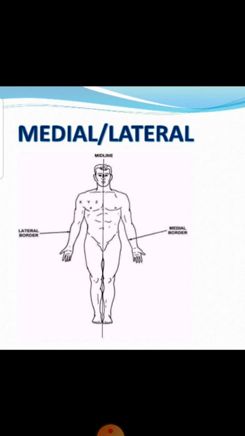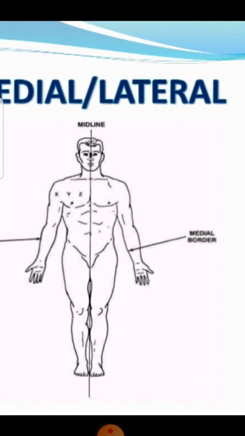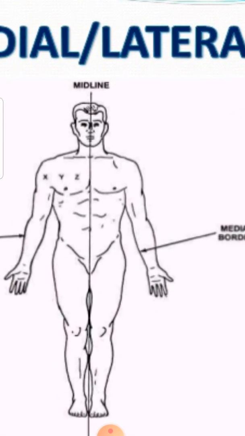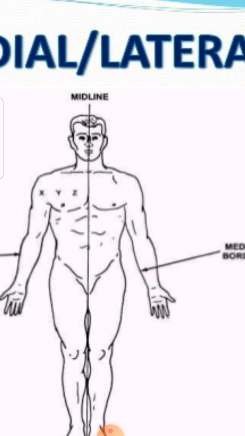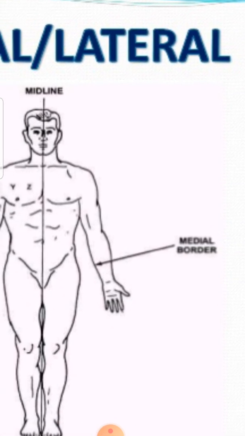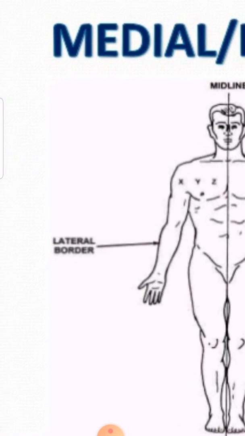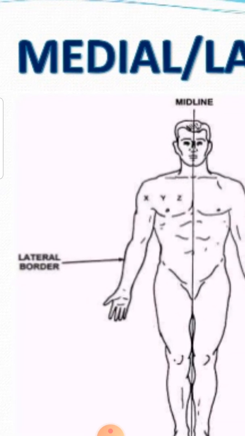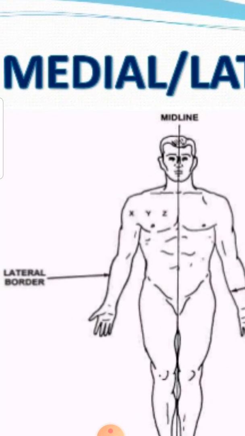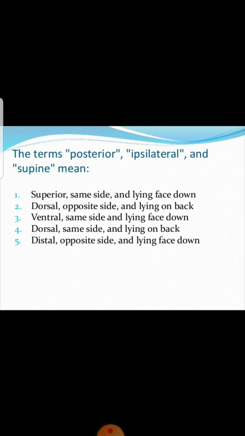So next we have the medial and lateral terms. I told you that this is the midline of your body. So a structure that is more towards the midline of your body, that would be a medial structure, and a structure that is more laterally oriented, or away from the midline, we will call that a lateral structure. Okay, so now here we will do some questions.